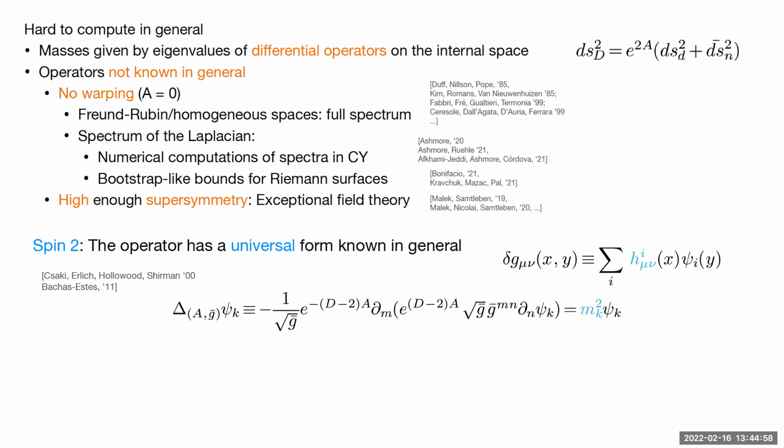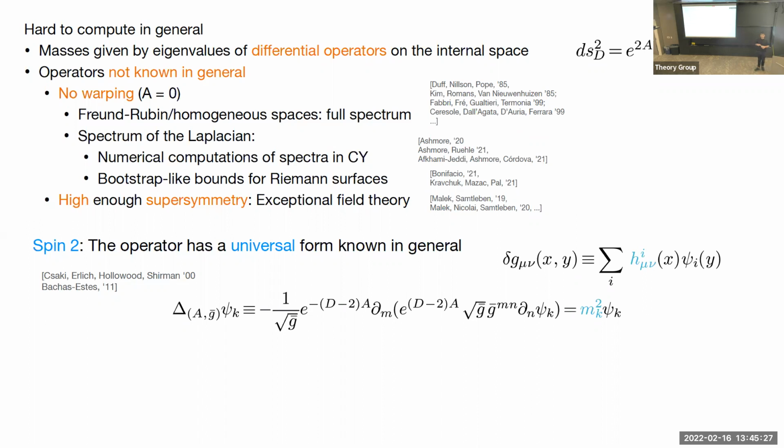Sorry, just to make sure I understand. Here, you're only considering a metric, right? There's no other background field? No, you can have all the fields, also the fluxes turned on, but the spin 2 fields are not sensitive to them. The masses of the Kaluza-Klein spin 2 fields only depend on this operator, which only depends on the warping and the metric, even if your compactification has all possible fluxes turned on.